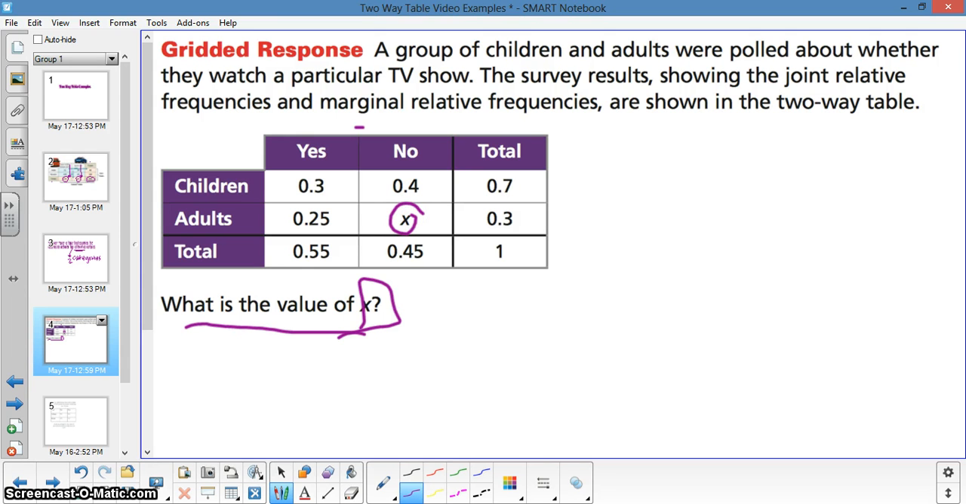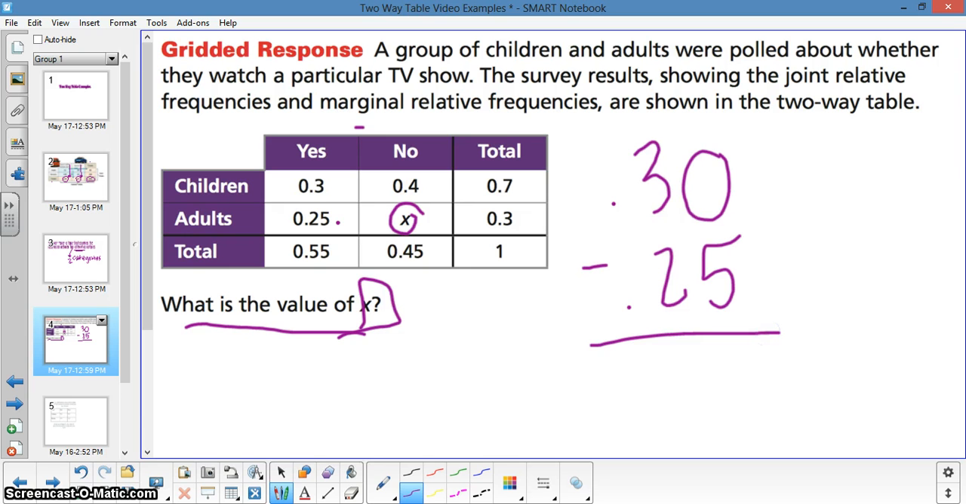And I have my totals in this table, and the total for adults is going to help me. It's 0.3 or 0.30 total adults. 0.25 already responded yes, so I can just find the difference or subtract and get 0.05 for X. That's one way I could do it.